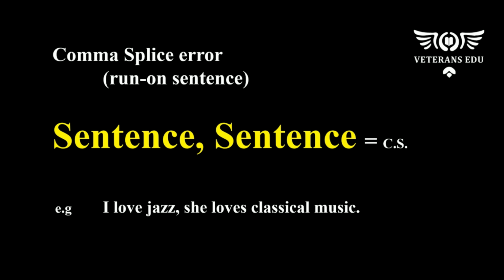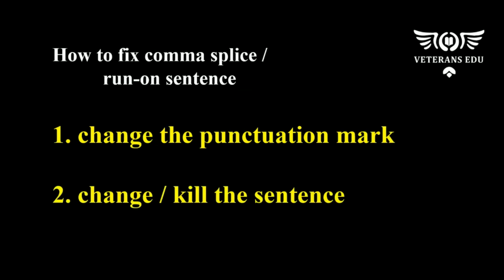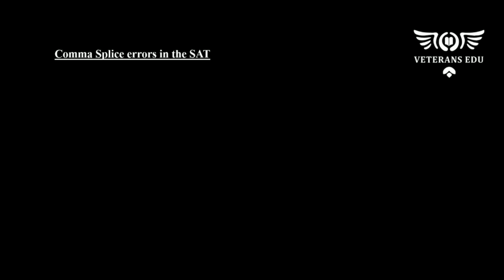And in our previous lesson, we learned that there are fundamentally two ways of fixing comma splice error. First, we can change the punctuation mark. Second, we can kill the sentence. And if you're still unsure, that's fine. Just make sure to review the previous lesson.